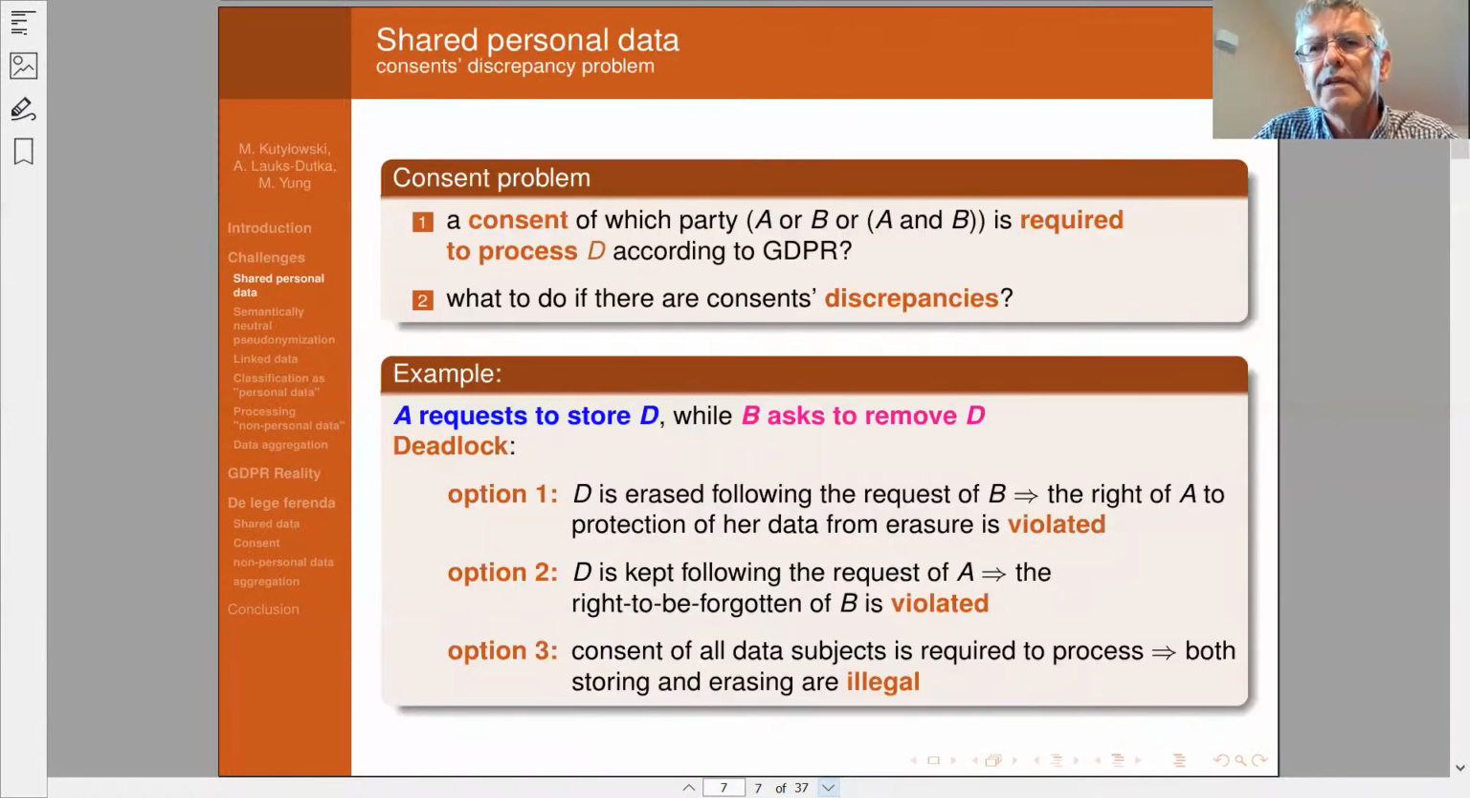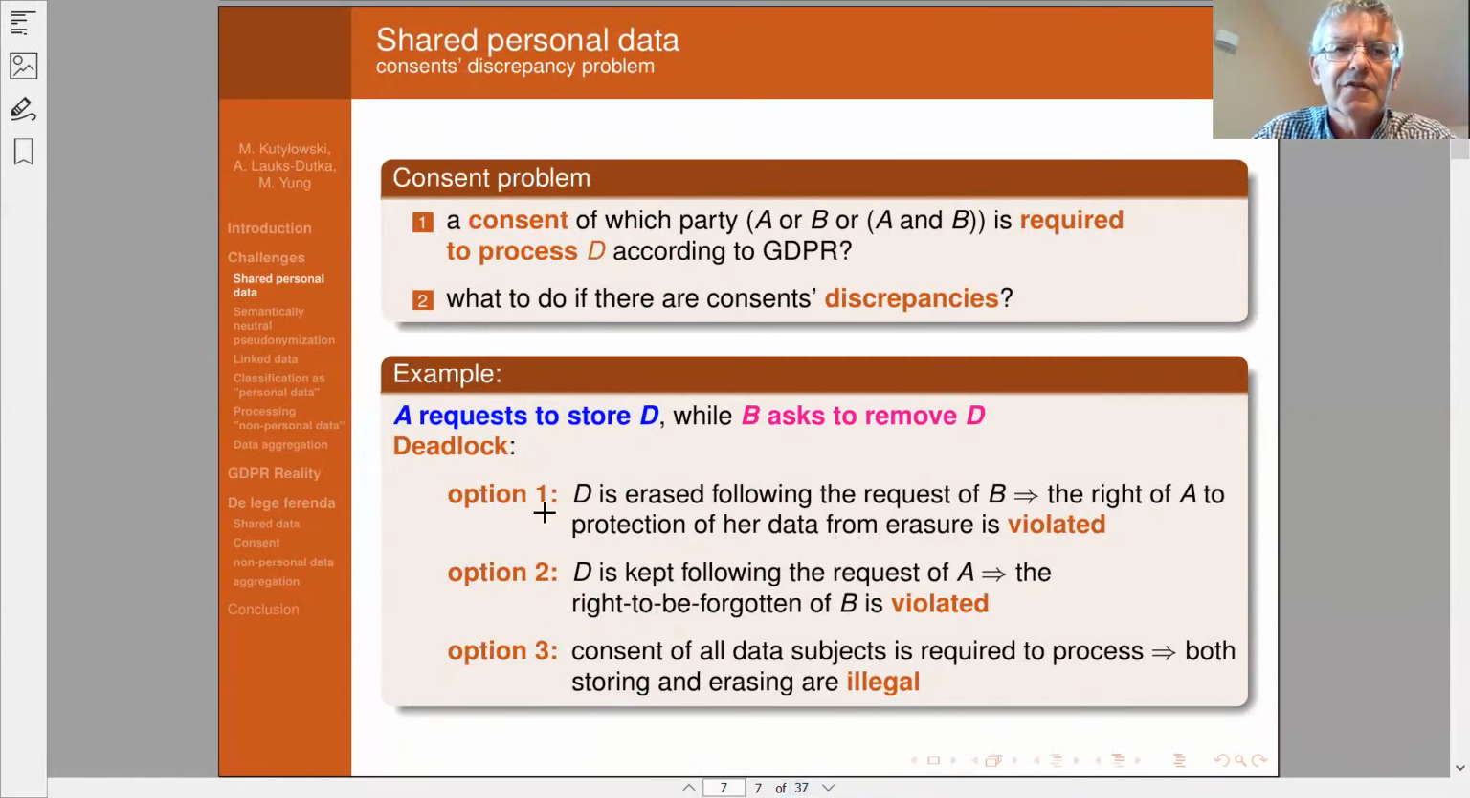And in this moment, when we go back to the basic principles of GDPR, so giving consent to process data by the data subject, what should the consent be in this case? Is person A enough, or is person B enough, or must both of them provide consent to process the data? As long as the consent of A and B are the same, there is no problem. What happens if they have different views on processing data D?